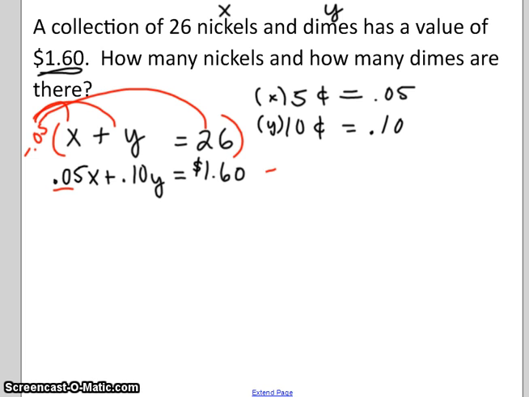So I get negative 0.05x minus 0.05y equals 26 times 0.05. Let me take out my calculator. 26 times 0.05 equals 1.3. So negative 0.05 times 26 is negative 1.3. Alright, rewrite the other equation.